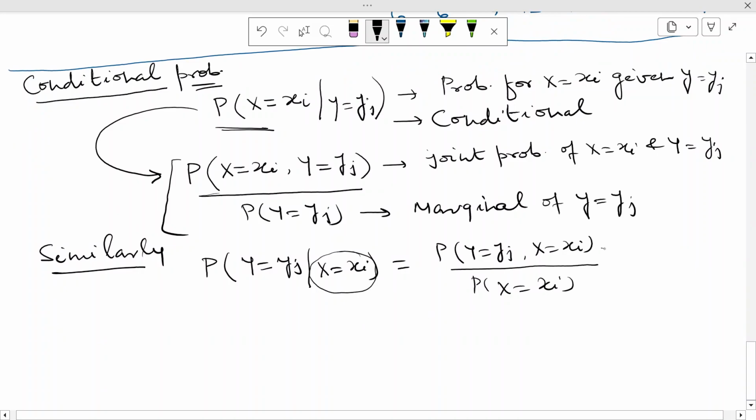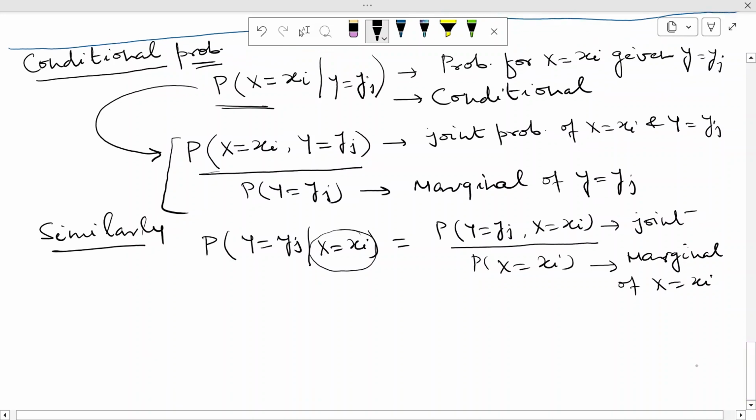So again you can see that this is our joint probability. Okay, and in the denominator we are having the marginal of x is equal to xi. This is how we can find out the conditional probability. So again, if we can take a problem on this.